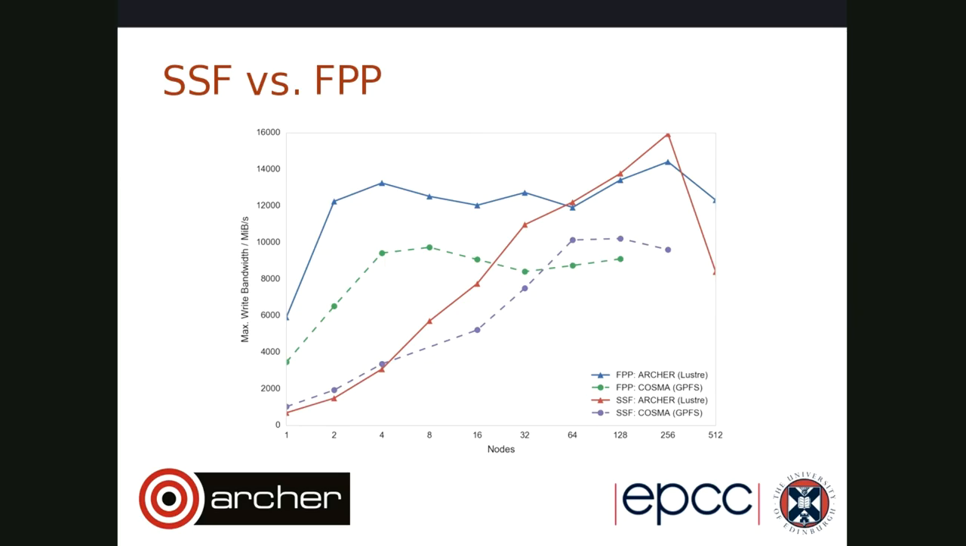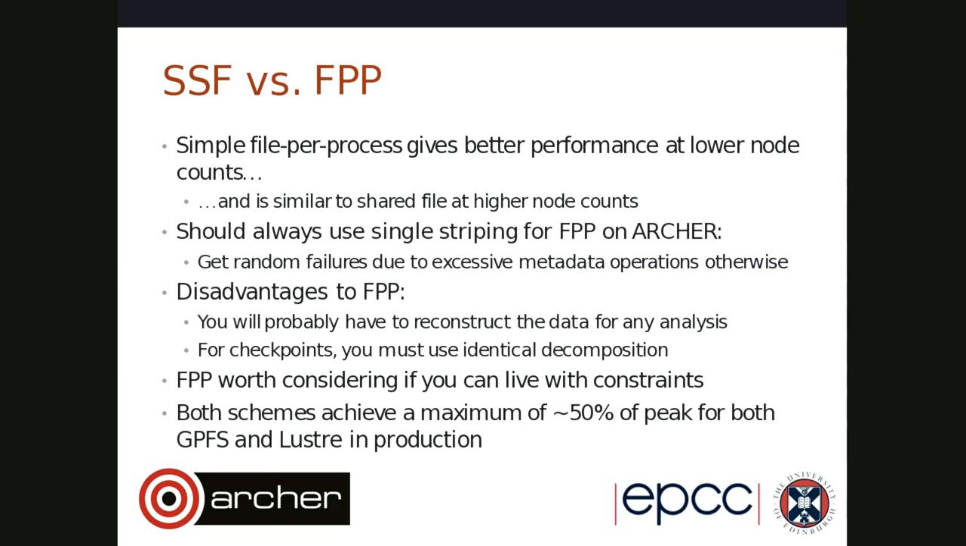So this summarizes what I just said: a simple file-per-process approach gives better performance at lower node counts and is similar to shared file at higher node counts. One of the things I mentioned earlier is you should always use single striping for file-per-process on Archer, where you have control over such a thing, because otherwise you get random failures due to excessive metadata operations or file system operations, which can cause your writes to fail.